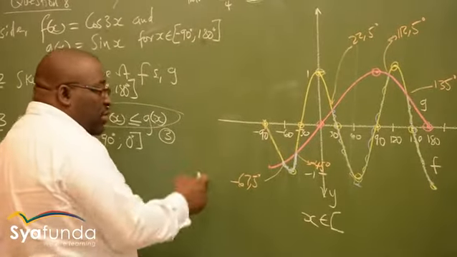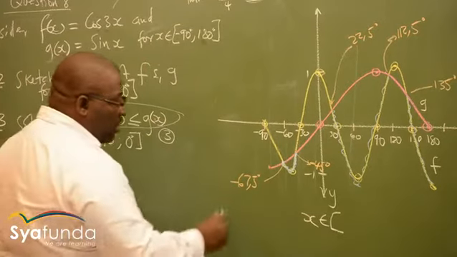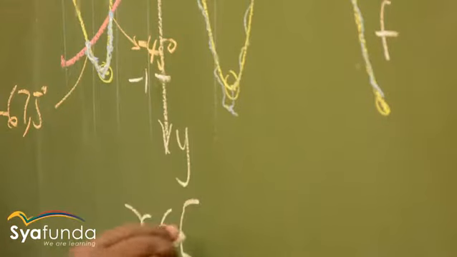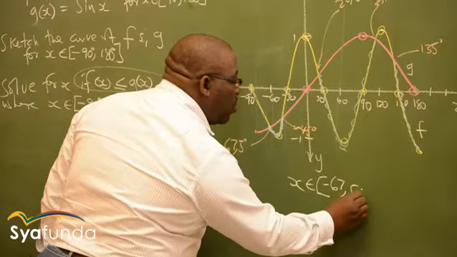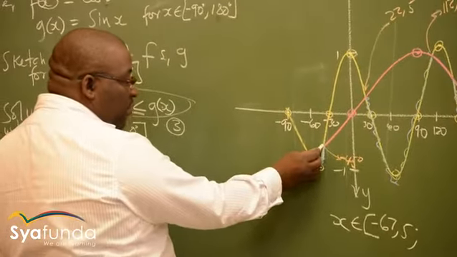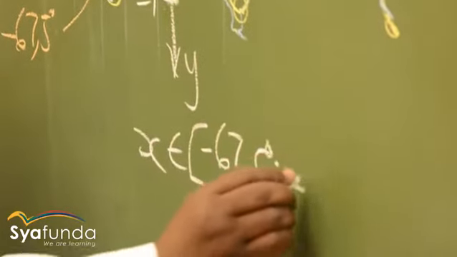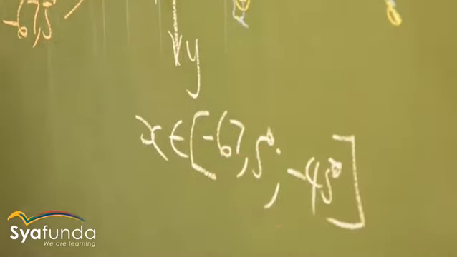So I can write the solution. Without understanding that first, it will be difficult for us to understand this one. So our x starts from minus 67,5, up to what? This goes up to this value. Do I know this value? Yes, it is minus 45 degrees. You close this bracket.